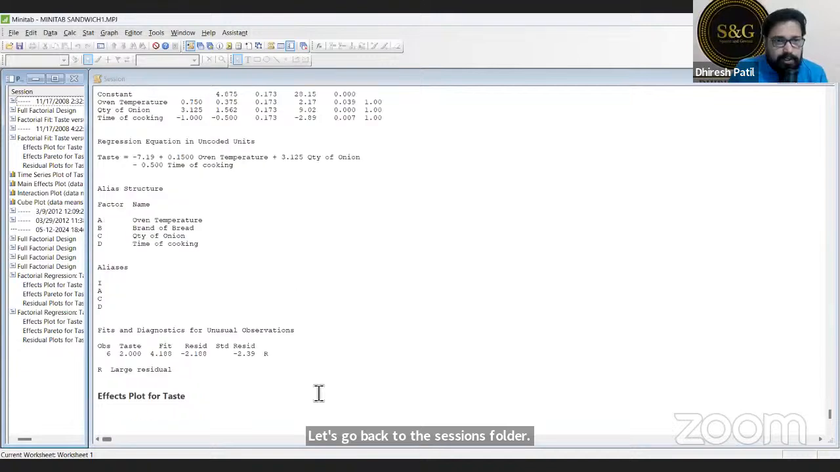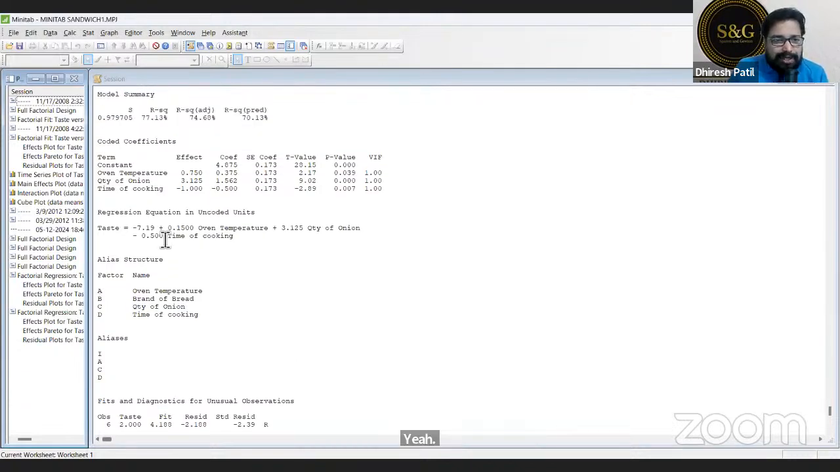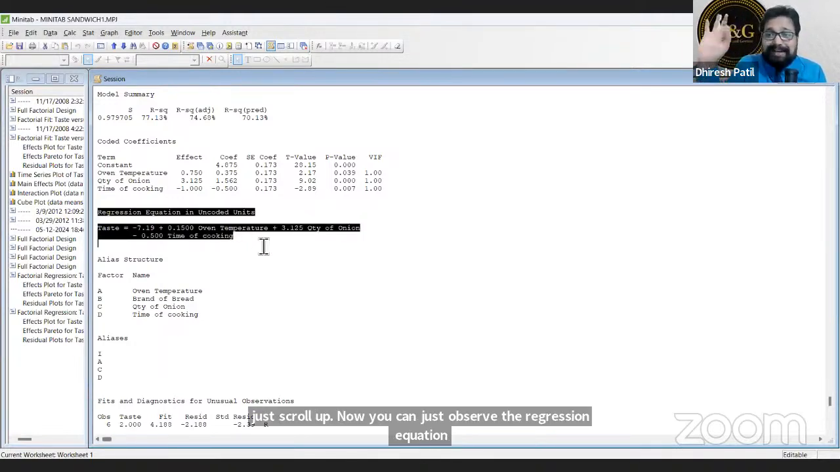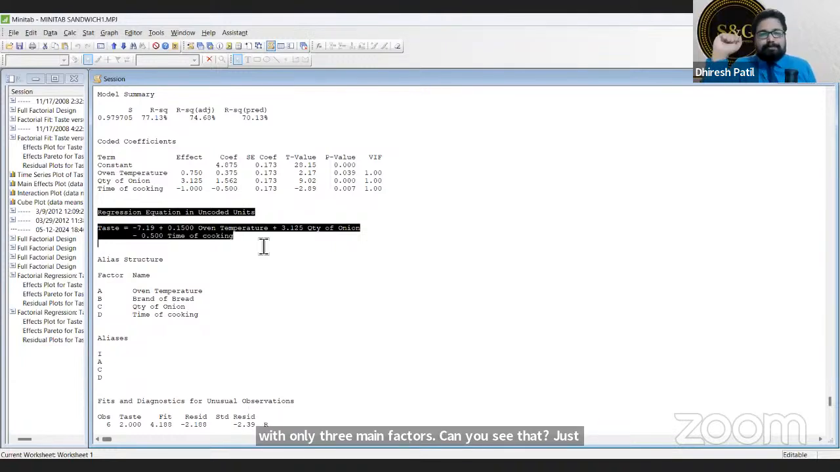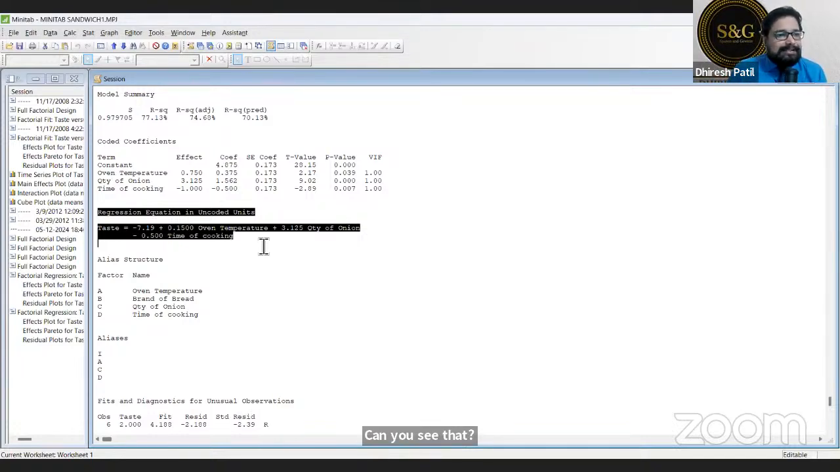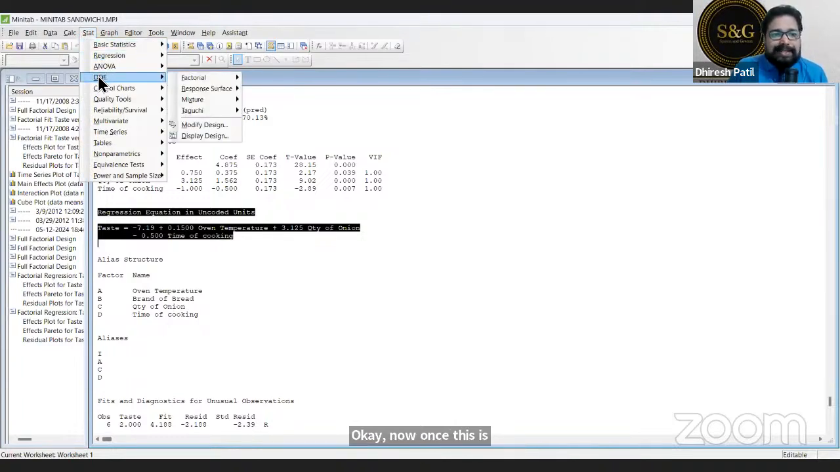Yeah, and just scroll up. Now you can just observe the regression equation with only three main factors. Can you see that? Just type yes in the chat box. Everybody? So this is a regression equation. With this regression equation, we can predict any value of x with the help of y, and we can easily predict any value of y with the help of x. Okay, once this is done, then we'll go to something very, very interesting.